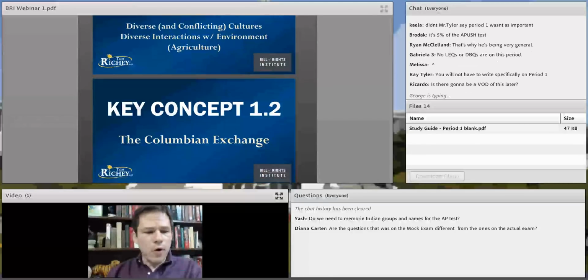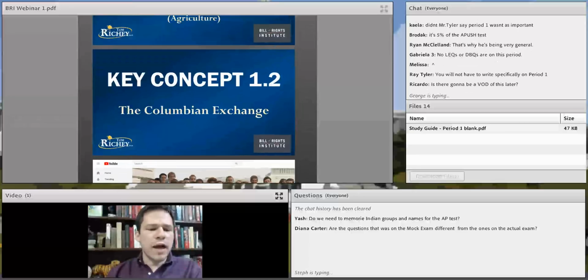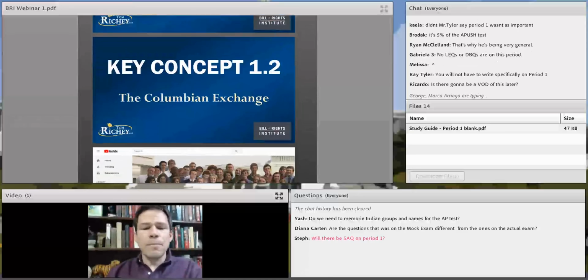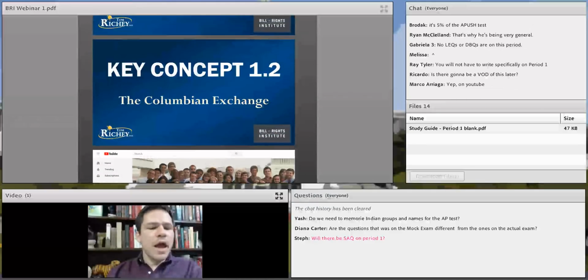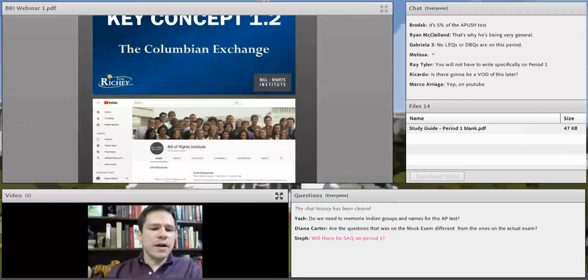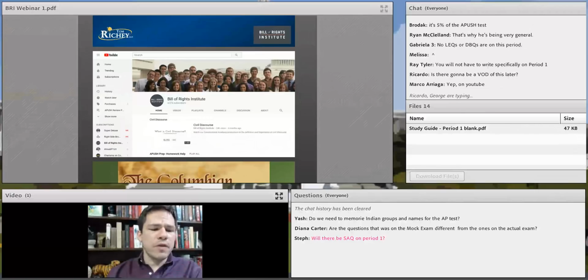And so, as far as that goes, let's take a quick look at key concept 1.2, and that is the Columbian Exchange.